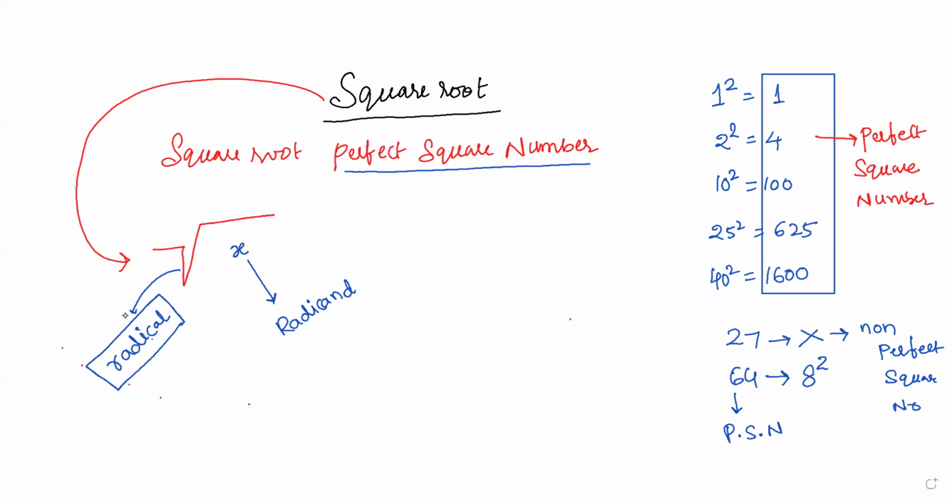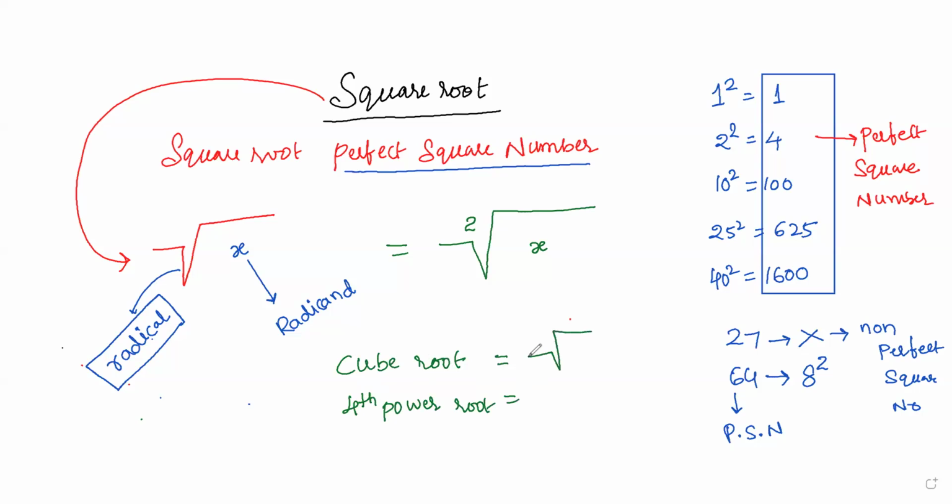So this is the general symbol. Actually, there is one more symbol. In general we use it like this, but for the square root you can write the number 2 or leave it out; both are the same. There is no difference. This applies to square roots only, not all roots. Suppose there is a cube root, then a fourth power root. In those cases you must mention the number: for cube you have to mention 3, for fourth power you have to mention 4. It is mandatory. But for the square, it is not necessary to write 2 every time. Got it?